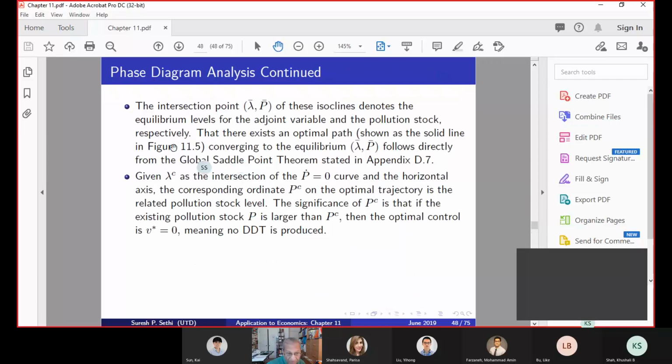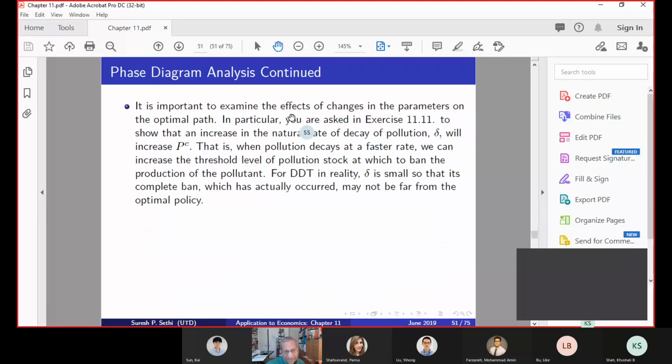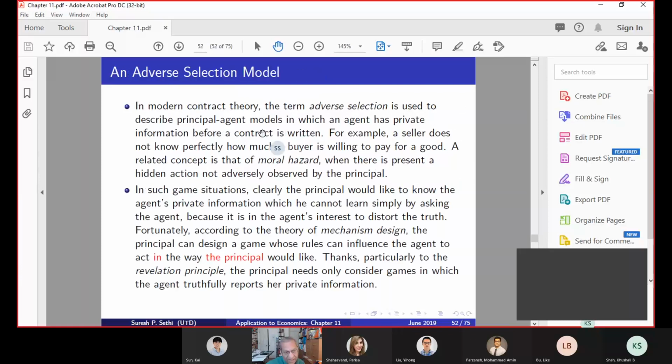Here we use a global saddle point. We don't use anything more. So the first time we did more effort, now a global saddle point, so you can use a global saddle point to get that. And so I'm not going to cover this. I'm also not covering this.